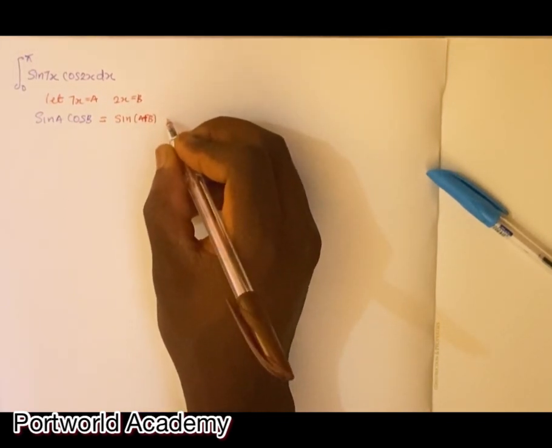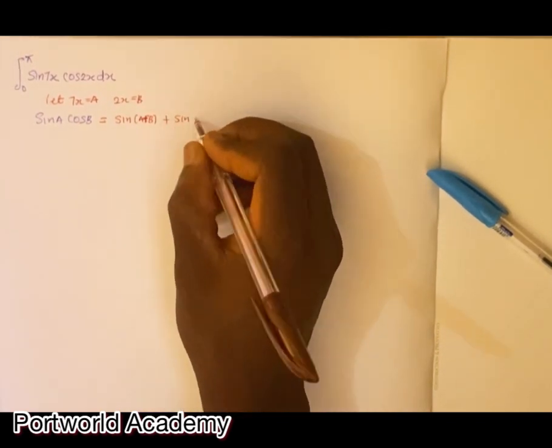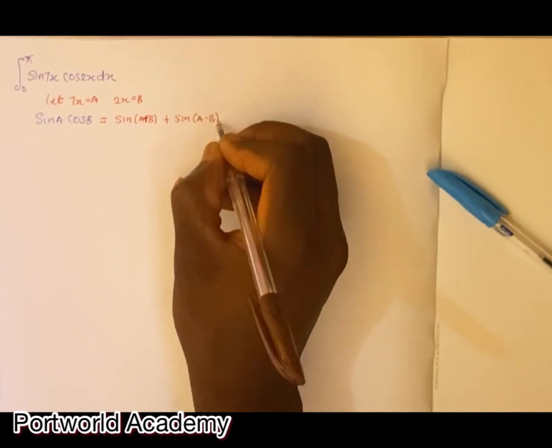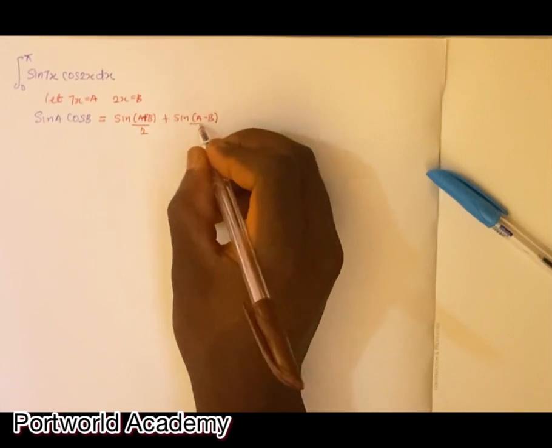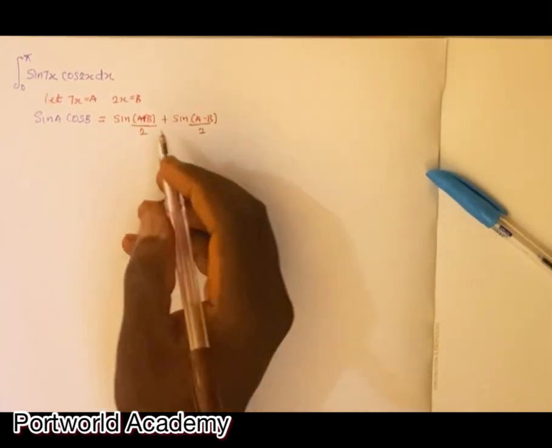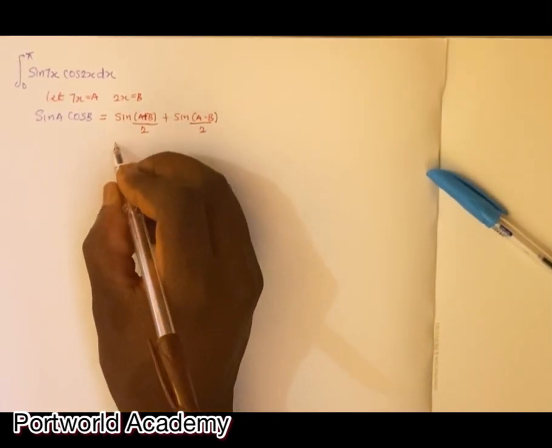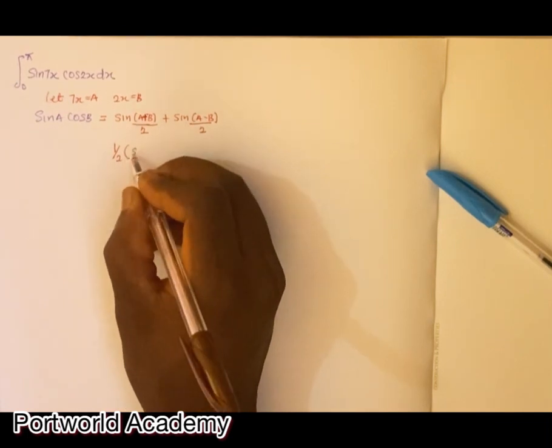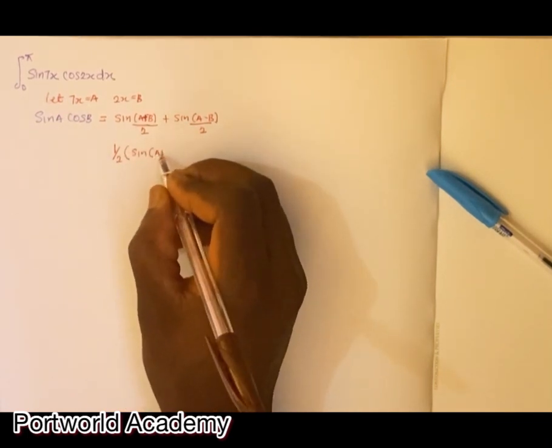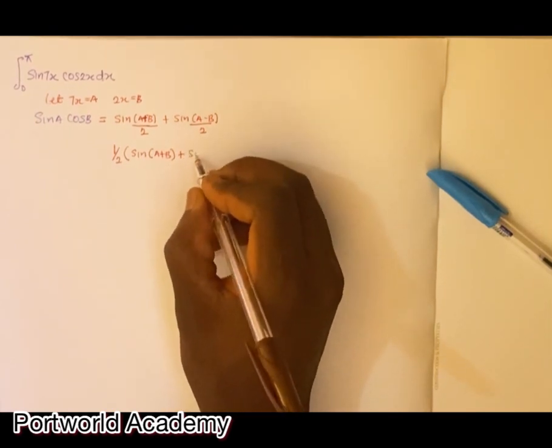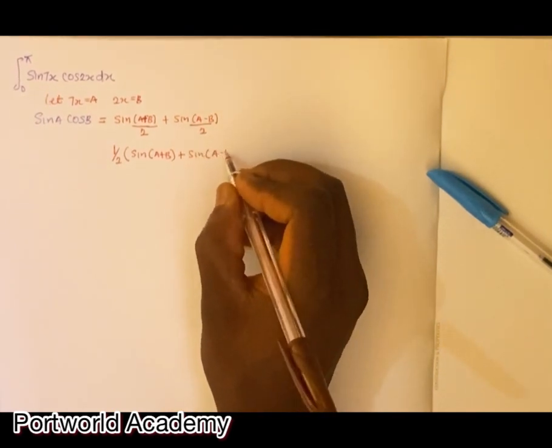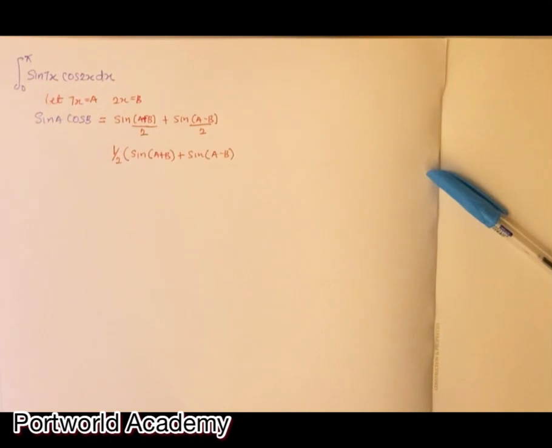then plus sine of A minus B, divided by 2. Or you can just factorize 1 over 2, so you have 1 over 2 into brackets sine A plus B, then plus sine A minus B. That's very simple. It's just an identity.